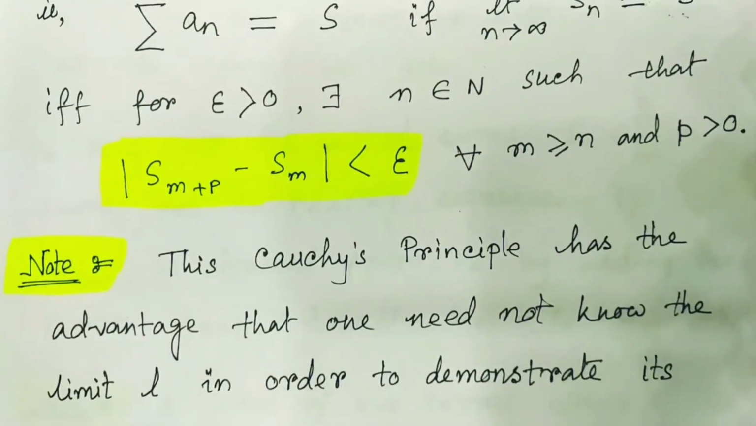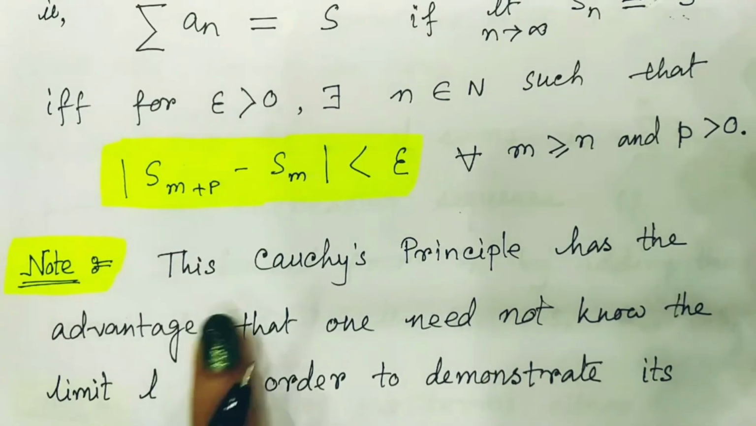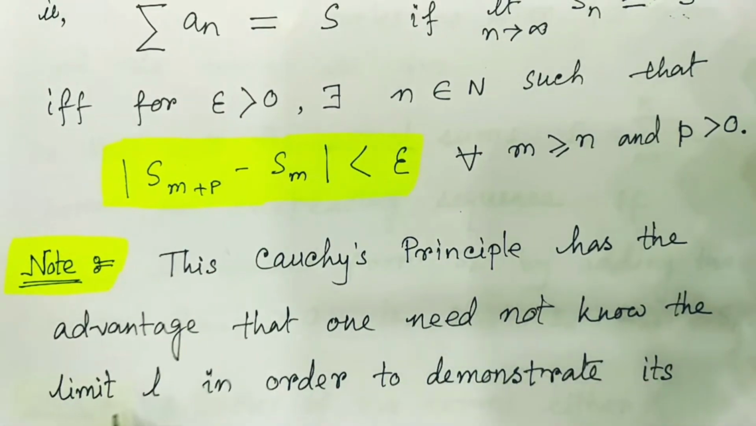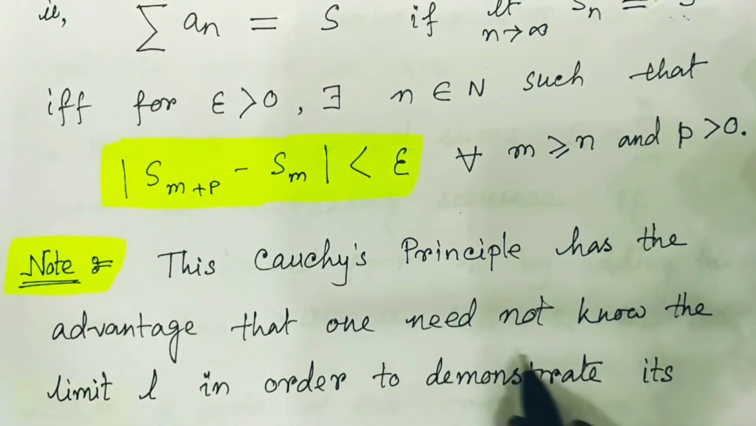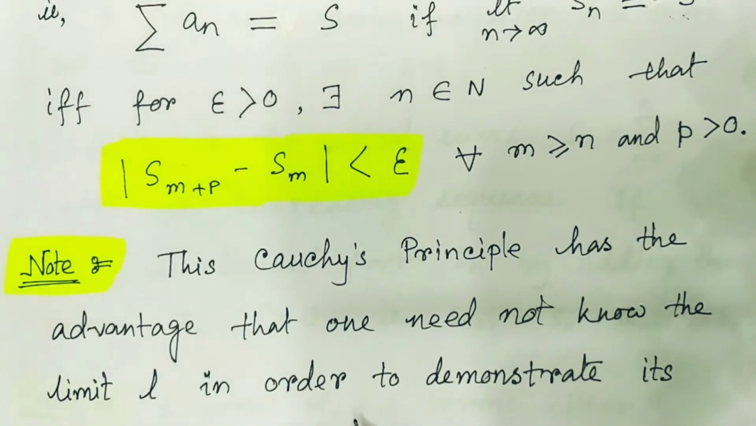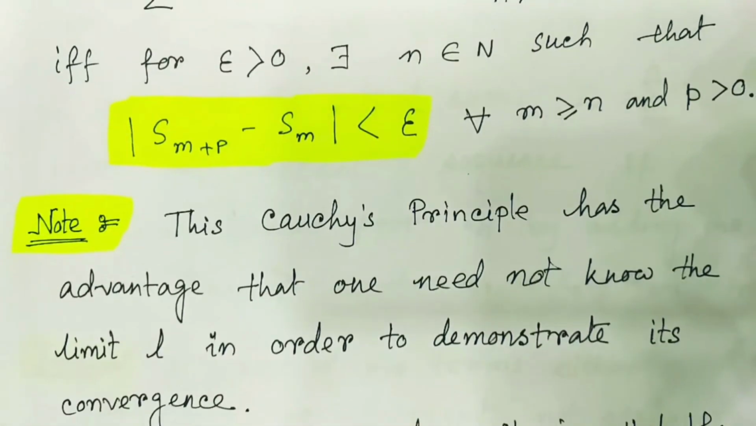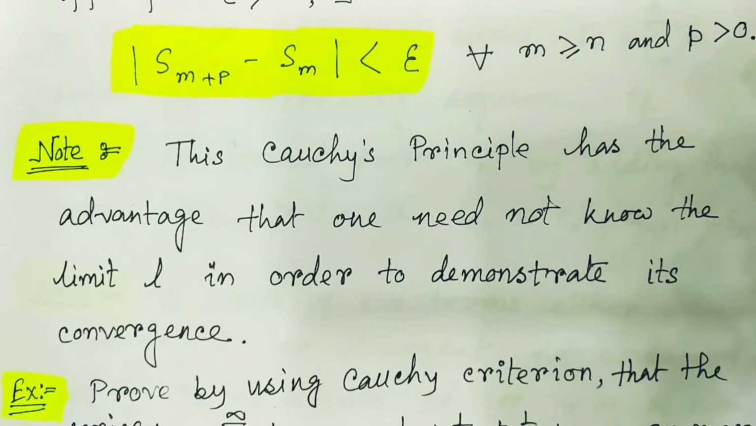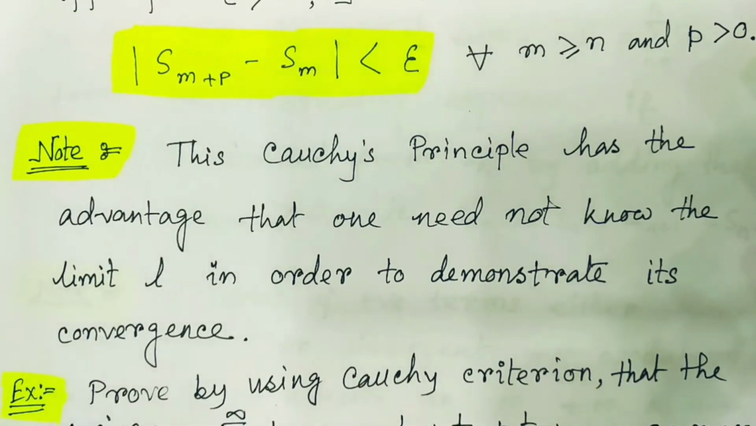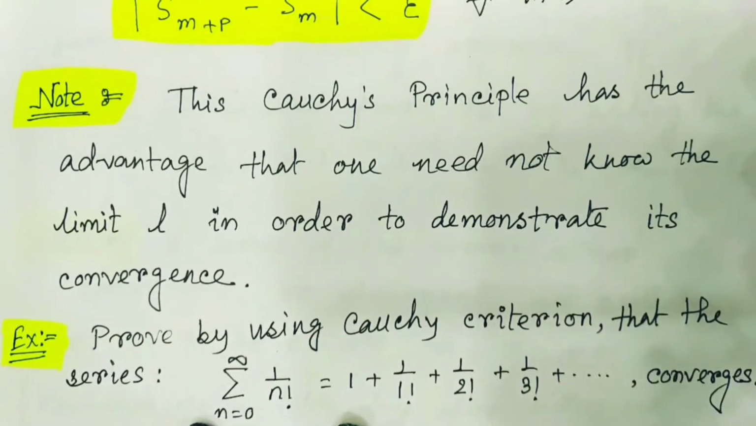One thing we should note here is that this Cauchy's principle has the advantage that one need not know the limit L in order to demonstrate convergence. Previously, we had to know the limit L, and only then could we demonstrate convergence with the definition. But here, even if you don't know the limiting value, we can still find our conclusion. So let us do it with an example.